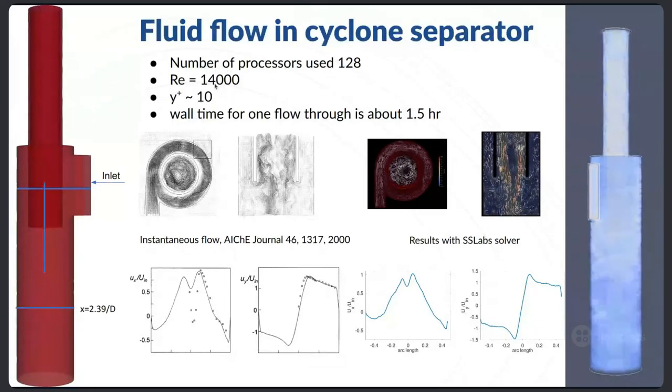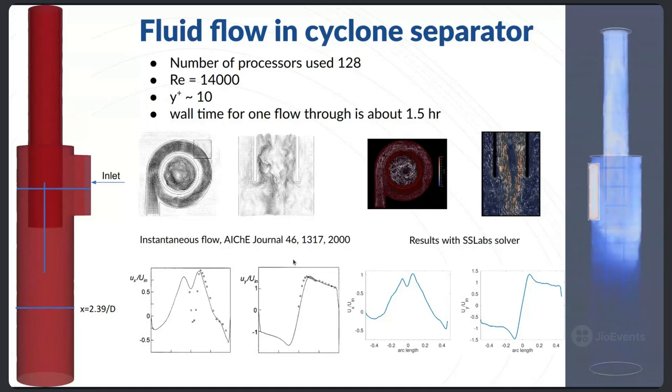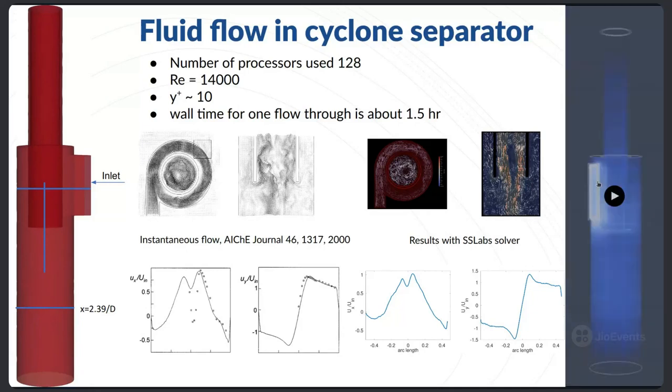For a cyclone separator, this is on the lower side, but these were the results that we have available from this publication. And here the simulations have been carried out again with the lattice Boltzmann method. What you see here in the video is the flow profile that developed from start in transient. And what you see in comparison plots here is the comparison of the results that are obtained in the reference versus what we get here.